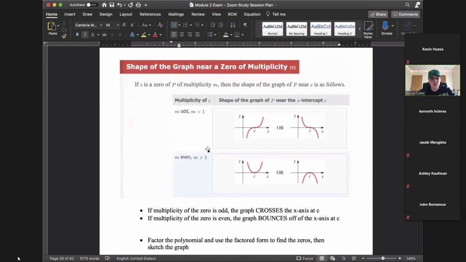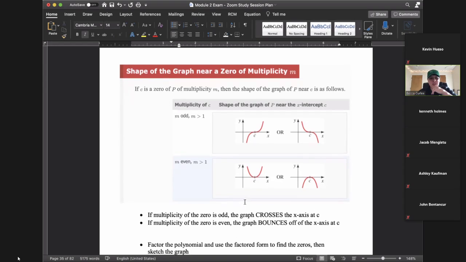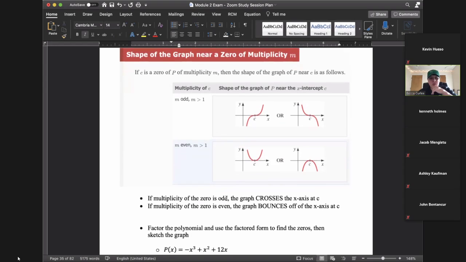Another thing that's important to know is the multiplicities of the zeros. If you've been given that 1 is a zero of multiplicity 2, that means that 1 is a zero twice. So if it's an even multiplicity, so if 1 has a multiplicity of 2, then it's going to bounce off of the x-axis. If the multiplicity of the zero is odd, then it's going to cross the x-axis at c. So if you're given that 1 has a multiplicity of 1, then it's going to cross at 1. And if you're given that 1 has a multiplicity of 2, then it's going to bounce off the x-axis at 1.